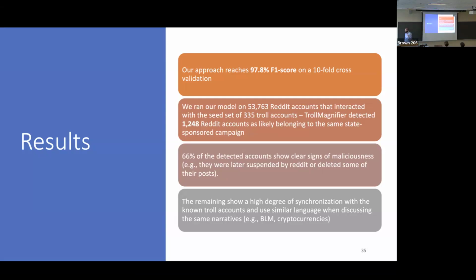We found that many of these accounts were created on the same day. We found that many of these accounts were later suspended or deleted some of their posts. Remember that one of the main indicators of this kind of troll accounts on Twitter was that they would reset their timeline every once in a while and change identity. So we found indication of those for 66% of these accounts. And the remaining ones still show a high degree of synchronization. We find that they were active at the same time and so on, and I will show you a graph in a moment. But also they were discussing the same narratives.